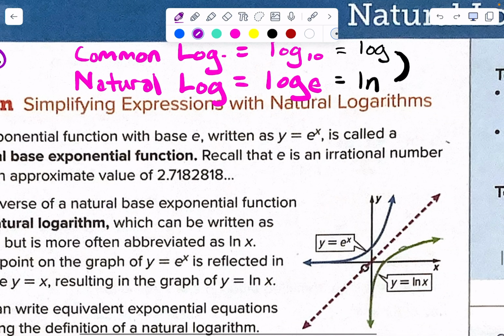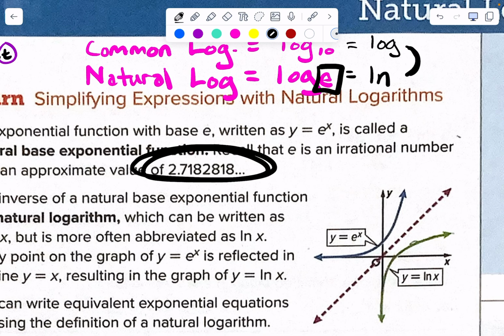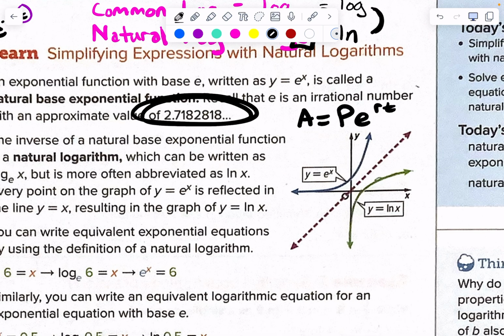Now, we talked about what e is before. E is a number. If you want to circle this right here, 2.7182818, e is a number that naturally occurs in compounding interest. So when we have PERT, like A equals P e to the RT power, e is a number that naturally occurs in compounding interest. The opposite of e is ln.